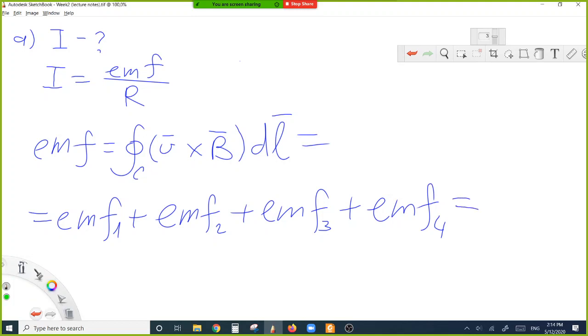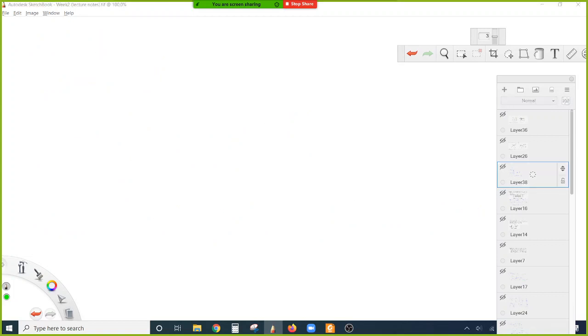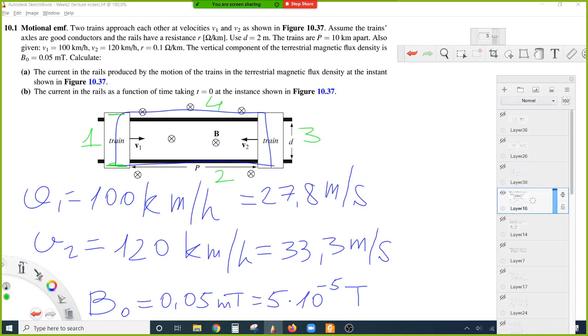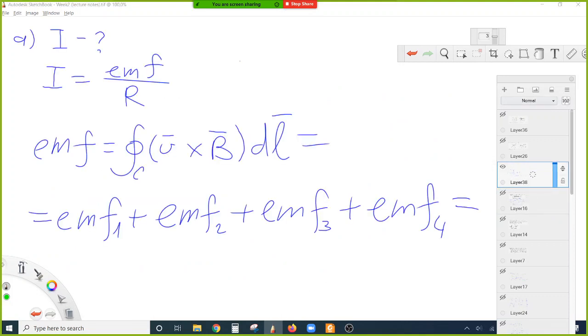So if we look at our problem, part 2 and part 4 are the stationary rails. It means the velocity of part 2 and velocity of part 4 are 0. Just rails laying without movement. It means that the electromotive force of part 2 is 0. Electromotive force of part 4 is also 0.